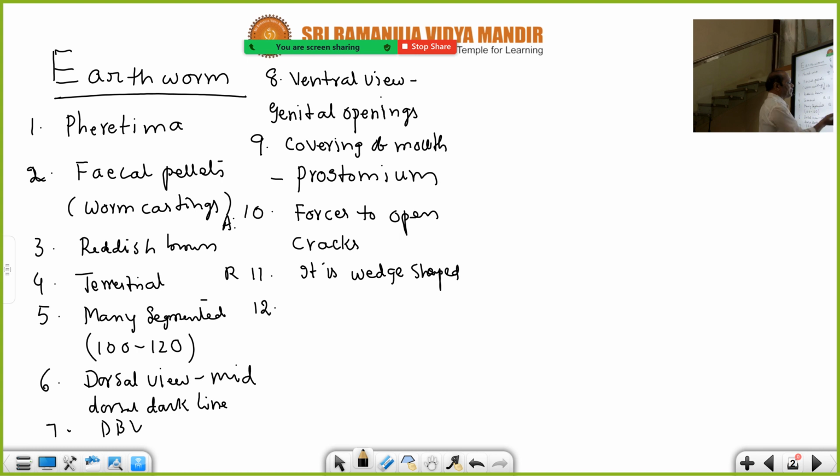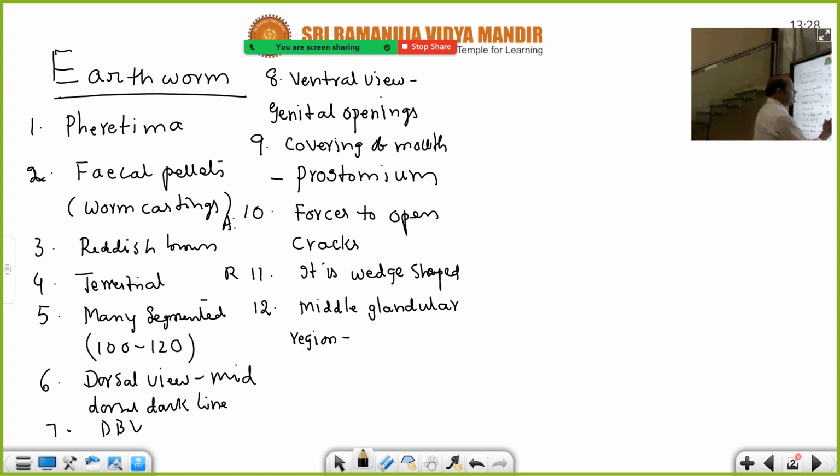And then the middle glandular region. Mention this term, the middle glandular region of the earthworm. Our heading is earthworm, that's why we need not write earthworm. So, the middle glandular region. What is the middle glandular region?